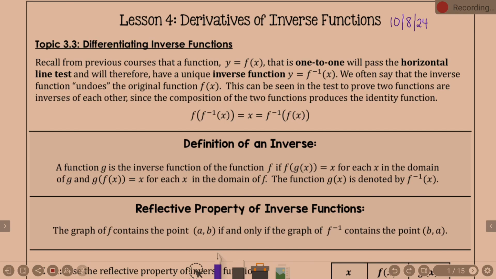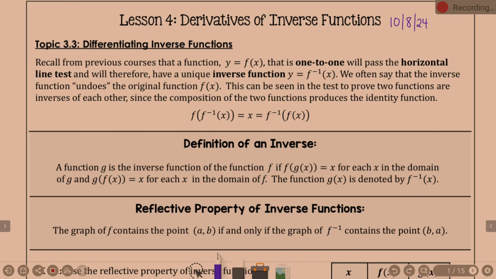So, how do we deal with the inverses? How do we deal with the derivatives? Okay, so recall from previous courses that a function y equals f of x is 1-to-1 and will pass the horizontal line test and will therefore have a unique inverse function. Okay, so we talked about that in pre-calc.